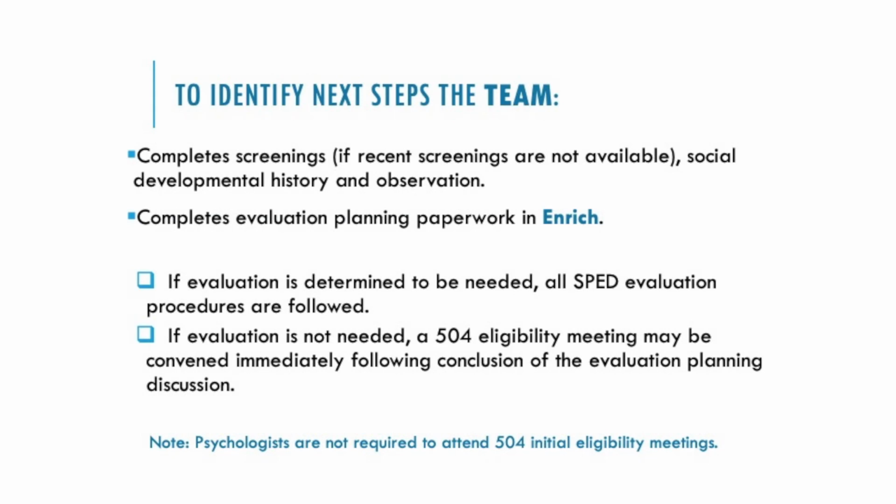To identify next steps, the team completes screenings if recent screenings are not available, social developmental history, and observations. The team completes evaluation planning paperwork in Enrich. If evaluation is determined to be needed, all special education evaluation procedures are followed. If evaluation is not needed, a 504 eligibility meeting may be convened immediately following conclusion of the evaluation planning discussion. Please note that psychologists are not required to attend 504 initial eligibility meetings, but can be helpful in some circumstances.